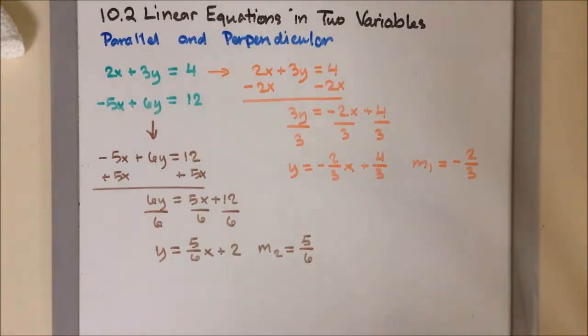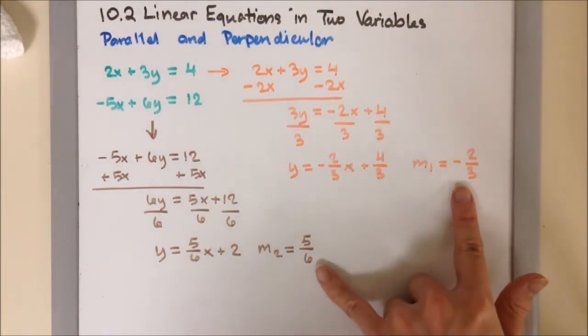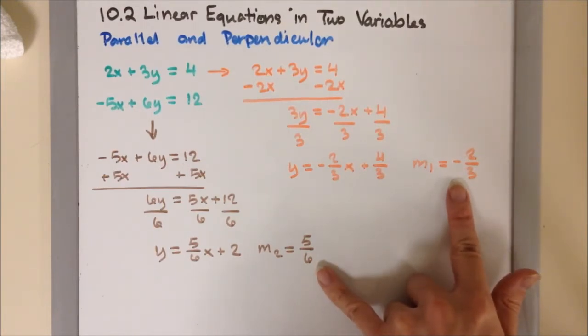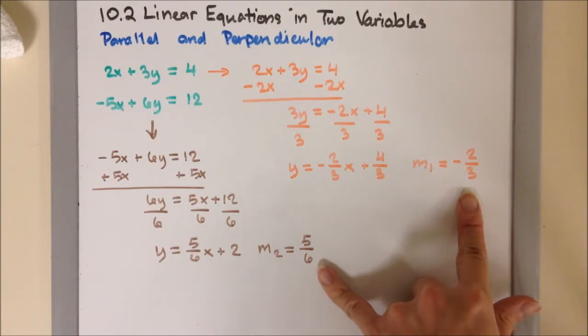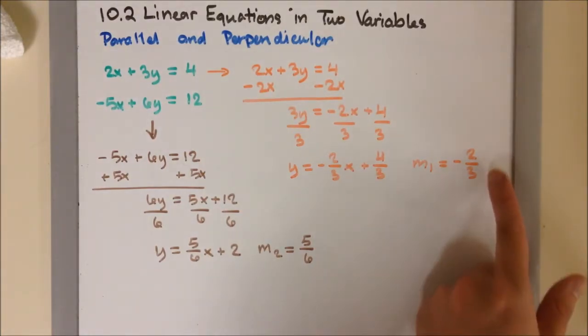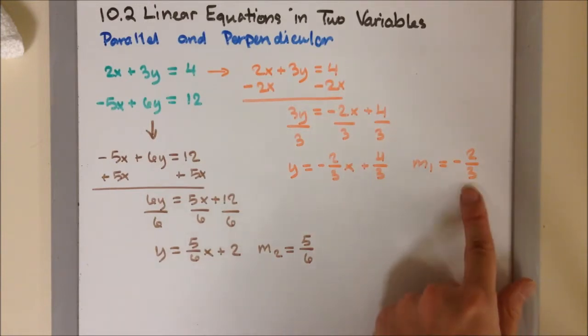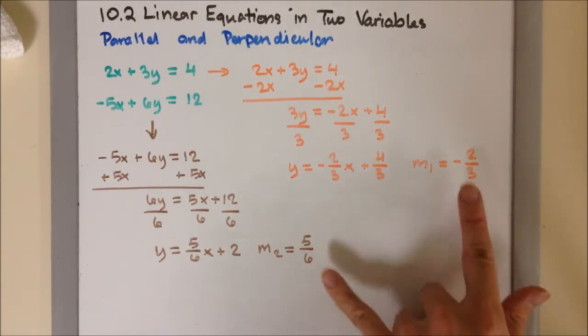Now let's take a look. When we're comparing slope 1 and slope 2, they're opposite to each other because one is negative, one is positive. But if you look closely, they are not reciprocal to each other because if you were to flip 2/3, this should have been 3/2. And if you do the reciprocal, meaning flip 5/6, then this should have been 6/5. So they're not reciprocal to each other, even though they're opposite.